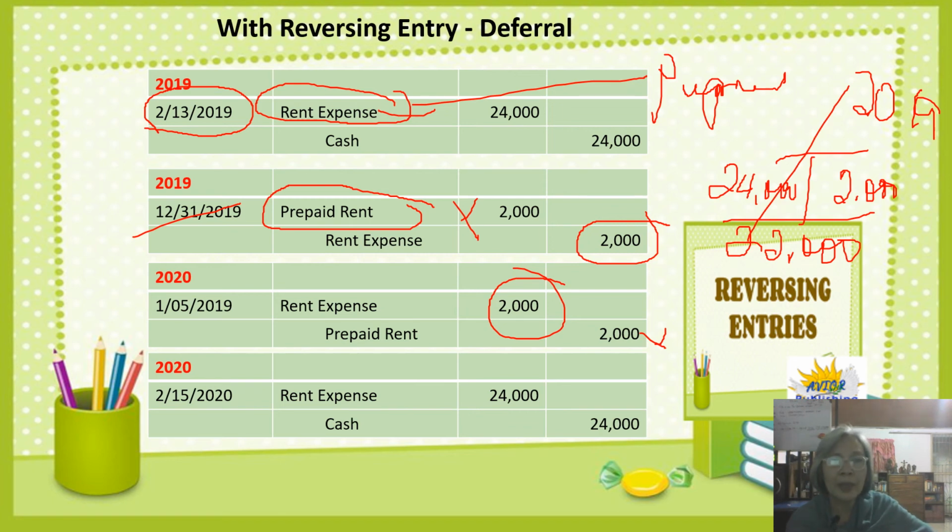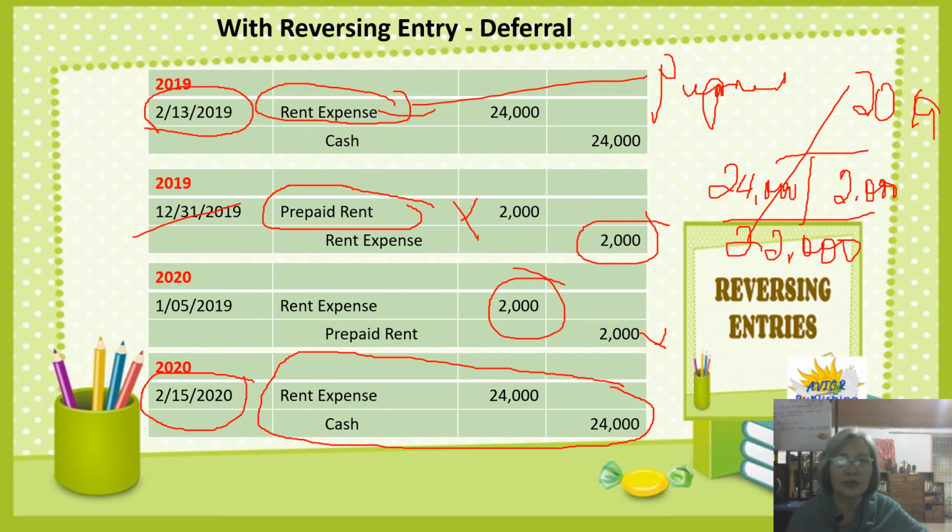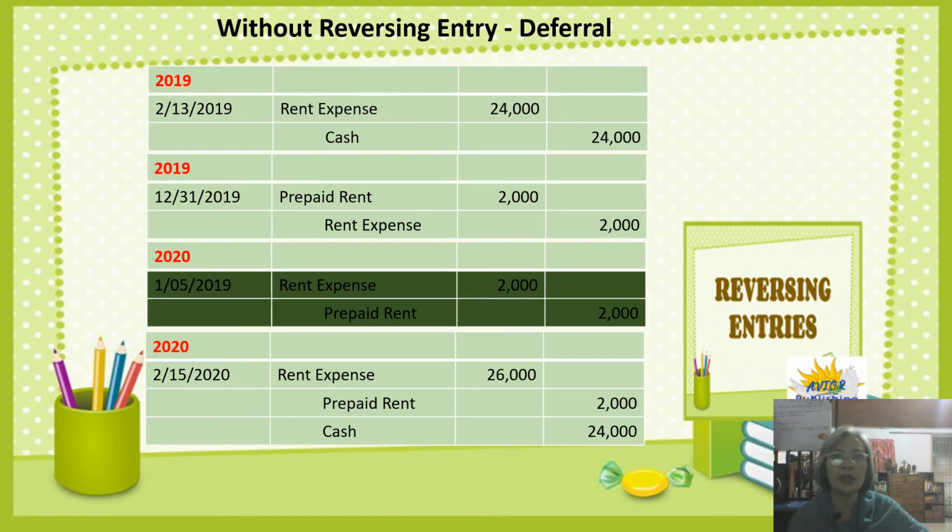So, pag nagbayad ulit tayo for the whole year on the subsequent year, kunyari, February 15, 2020, nagbayad tayo ng 24,000 ulit para sa whole year, ang ide-debit na lang natin ay 24,000 at i-credit natin yung cash. Kung ano yung talagang transaction na may document, yun na yung i-record natin as it is, kasi meron tayong reversing entry. Now, we go to the one without reversing entry.